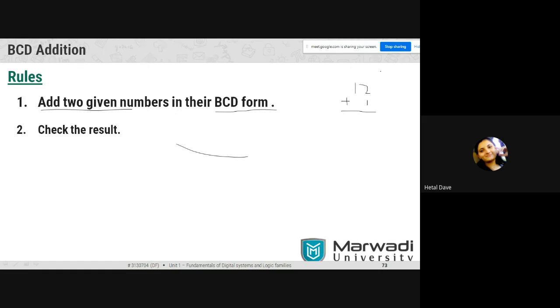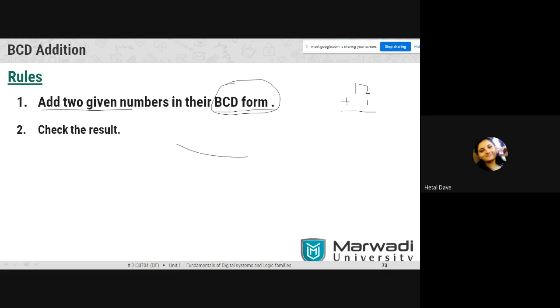First rule, is there any doubt? So over here, your bit pattern should be in BCD form. This thing should be highlighted. Then you can start your addition. Once the addition is done, we need to check our result, whether the result is right or wrong.